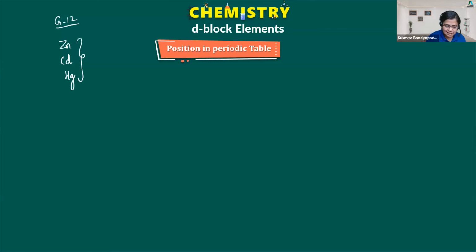But here, zinc or Zn2+, whichever you take, Cd or Cd2+, whichever you take, and Hg, in the most stable oxidation state is not plus 1 but plus 2. In its most stable oxidation state also, it has completely filled d orbitals. So they are categorized as non-transition elements, or pseudo-transition elements.